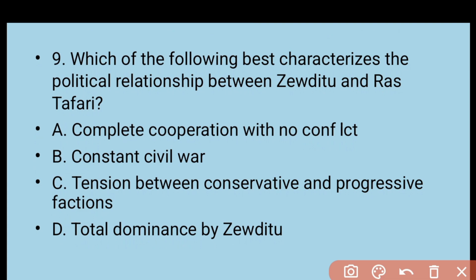Correct answer is C. It's tension between conservative and progressive factions. Did you get 7 out of 9 or 6 out of 9? It's nice. Let's continue and finish these questions, especially starting from question 10. Most students fail to answer. This question 10 is unique. Let us see. Number 10.